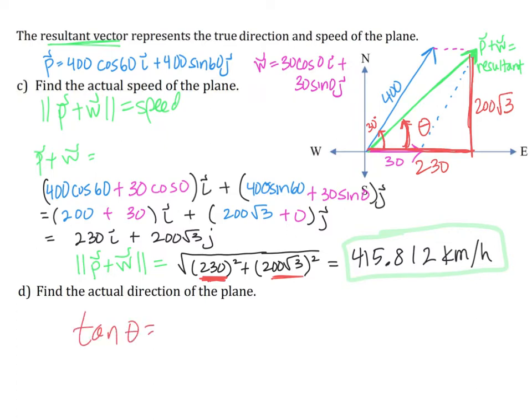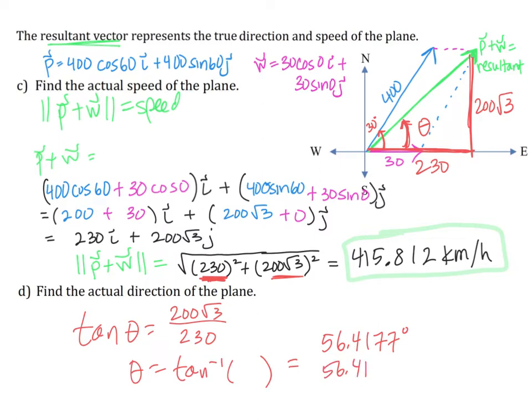Tangent of the angle measure is equal to the opposite over the adjacent, or y over x. And so if you were to plug that into your calculator, do inverse tan of that fraction, you should get 56.4177 degrees, or if you were rounding, you could have put 56.418 degrees. Now, that doesn't actually tell us the direction, so that would be 56.418 degrees north of east, right?